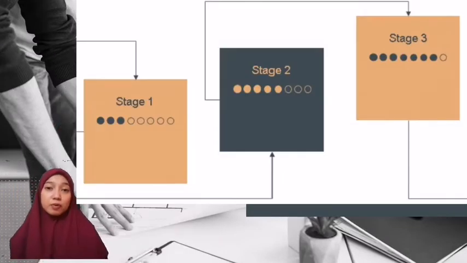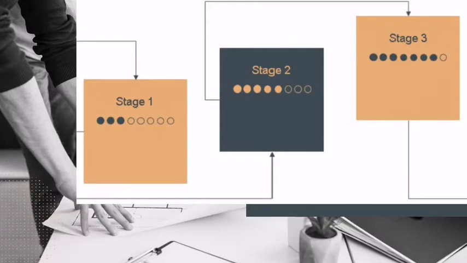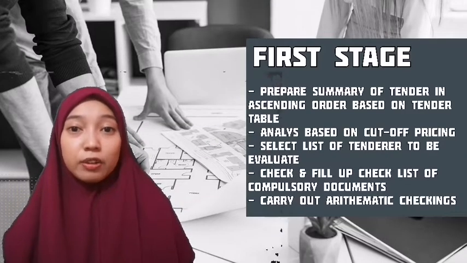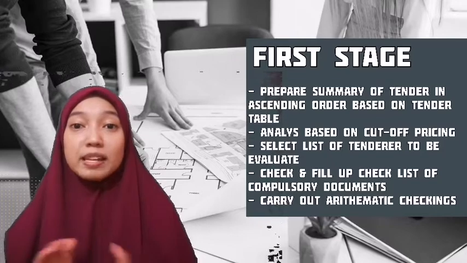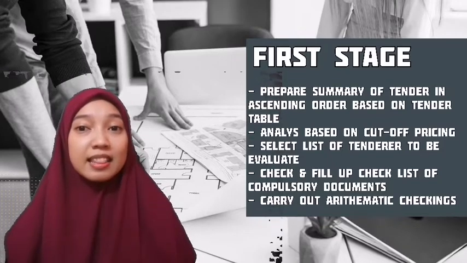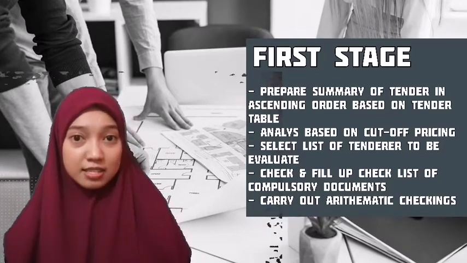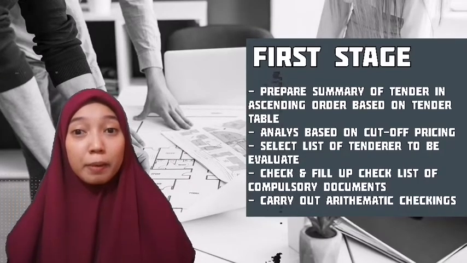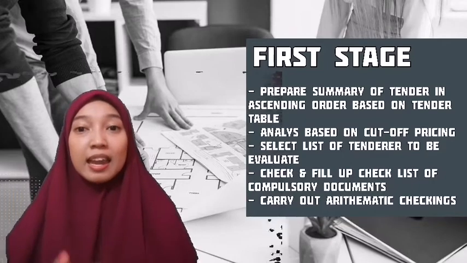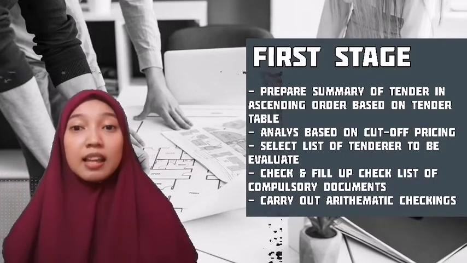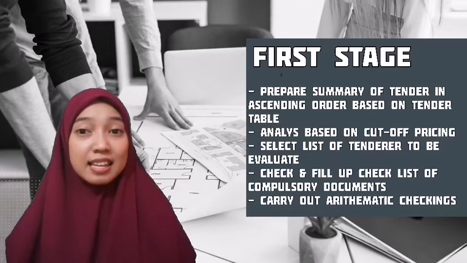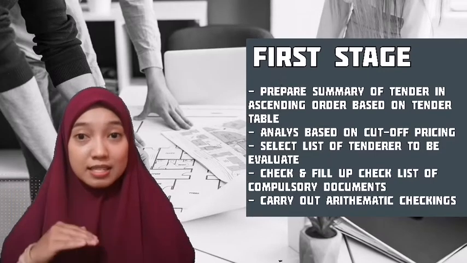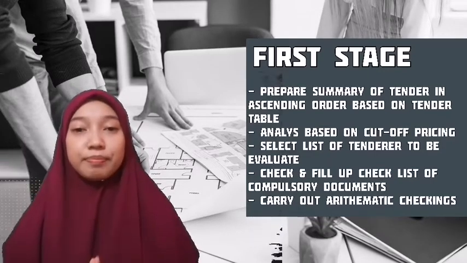The tender evaluation process has three stages: the first stage, the second stage, and the third stage. The first stage is preparation that needs to be done by the evaluator before starting any tender evaluation, such as preparing a summary of tenders in ascending order based on the tender table prepared by the tender opening committee and analyzed based on the cut-off pricing. The tenders will be arranged in ascending order to determine the lowest and the highest tender.